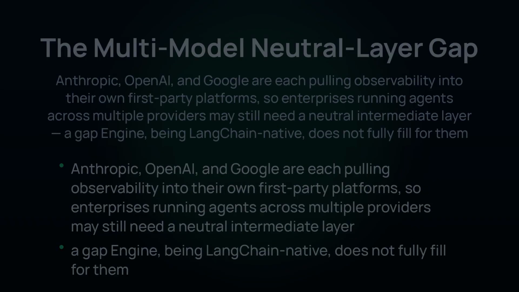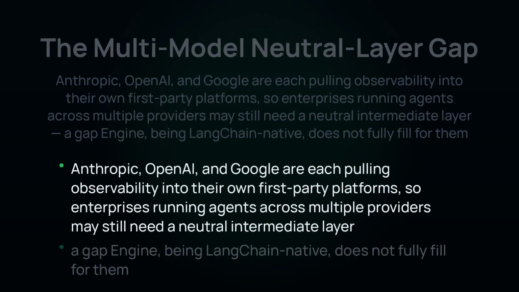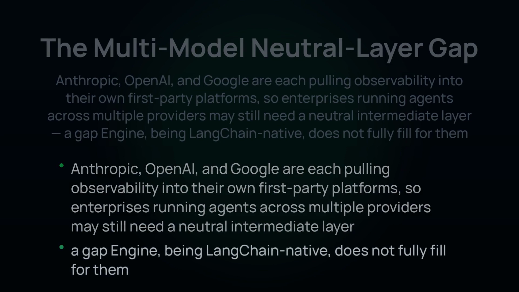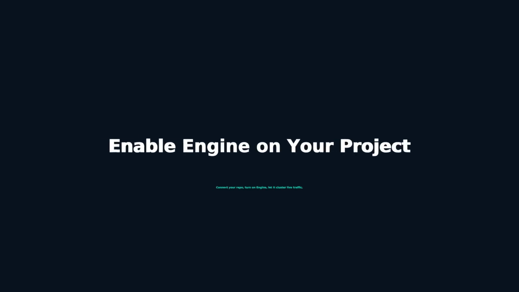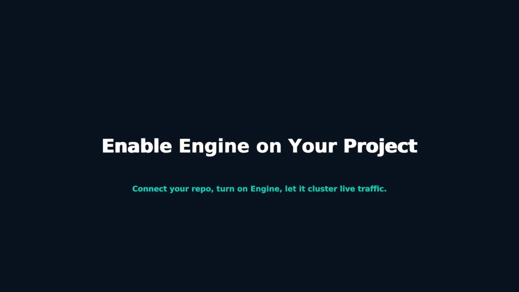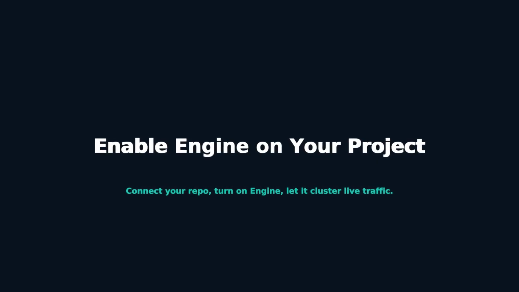One catch: Anthropic, OpenAI, and Google are each pulling observability into their own platforms. Enterprises running agents across all 3 may still need a neutral layer, a gap this service doesn't fully fill. Traces flowing, connect the repo, flip engine on, and let the first clustering pass run.